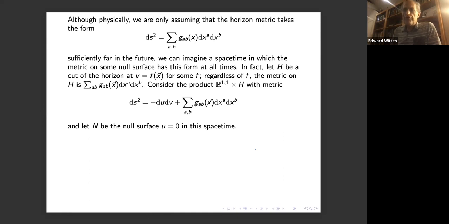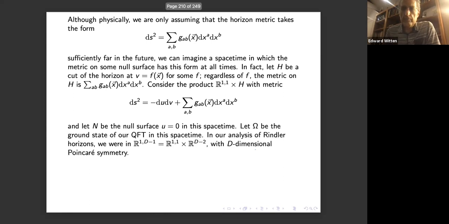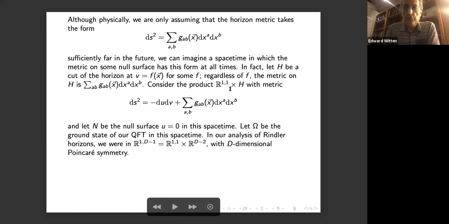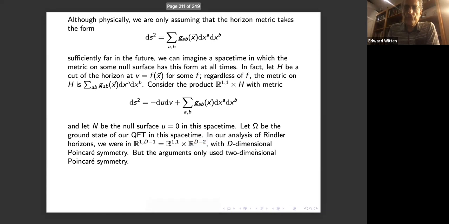And whatever quantum field theory we're studying in the field of the black hole, we can study the same quantum field theory in this space-time. We let omega be its ground state in this space-time. So when we were doing the Rindler horizons, we were in Minkowski space. So we had the R^{1,1} factor, but H was just R^{d-2}. And we had d-dimensional Poincare symmetry. But the argument only used 2-dimensional Poincare symmetry. And R^{1,1} times anything has 2-dimensional Poincare symmetry.